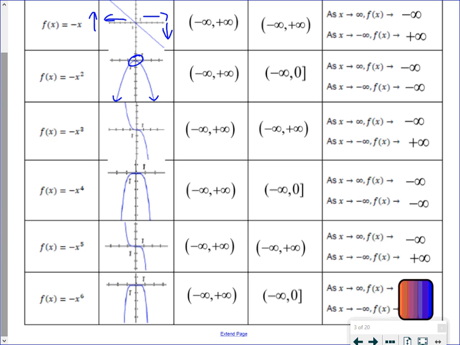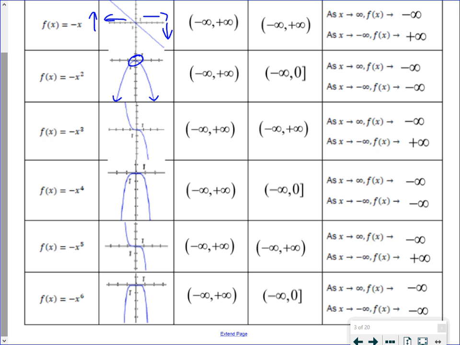And for the last row, f of x equals negative x to the 6th power. It looks very similar to f of x equals negative x to the 4th and f of x equals negative x squared, and they behave very similarly as well. The domain, range, and end behaviors of all three functions are the exact same.